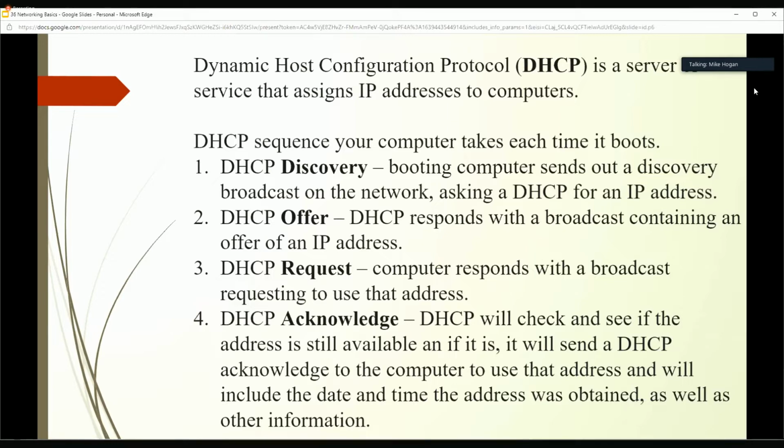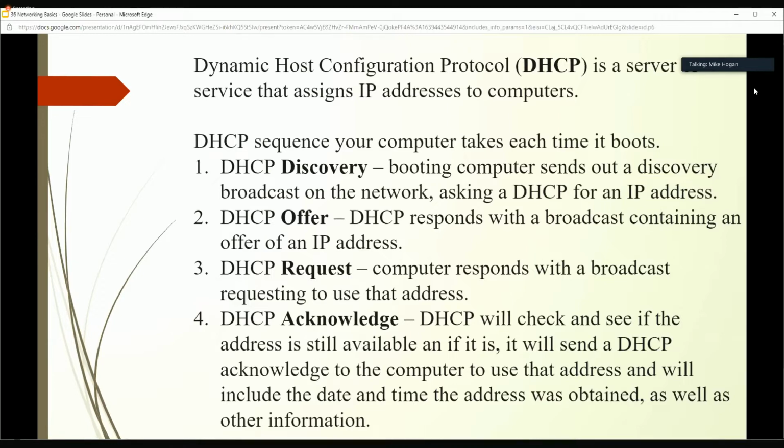And when I boot up my machine, it goes through this process of discover, offer, request, and acknowledge. And so this DHCP discover, the booting computer sends out a discovery broadcast on the network. So it sends it out to just anybody who's listening, asking a DHCP server for an IP address. It's basically saying, hey, I'm looking for an IP address. I need an IP address.